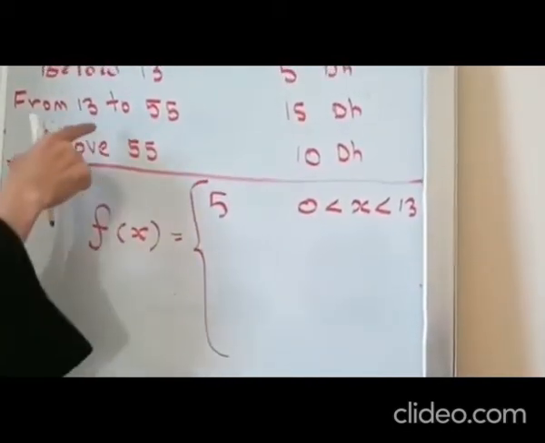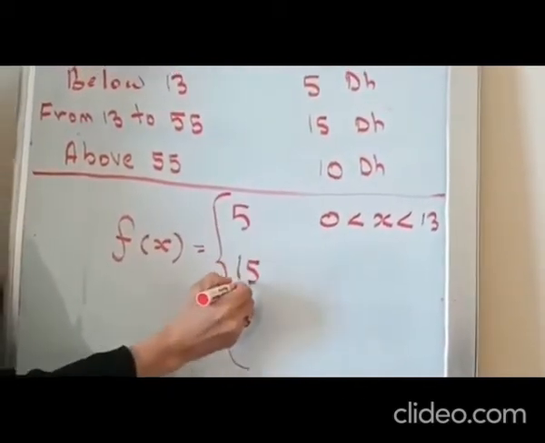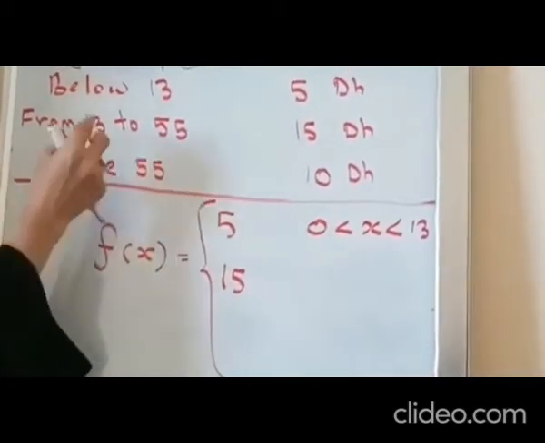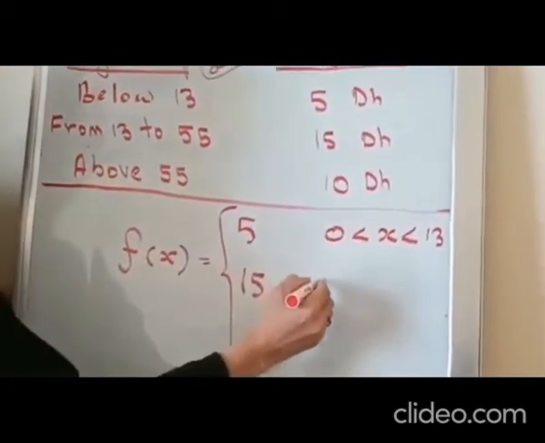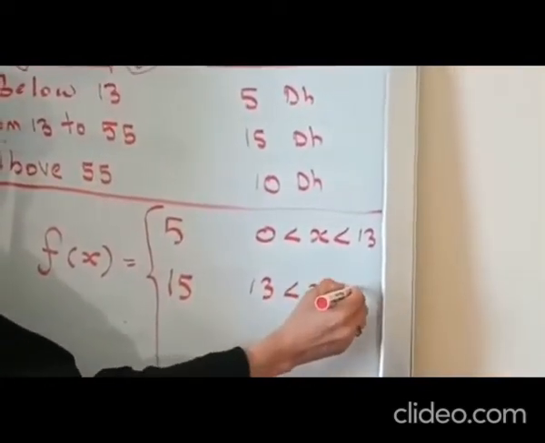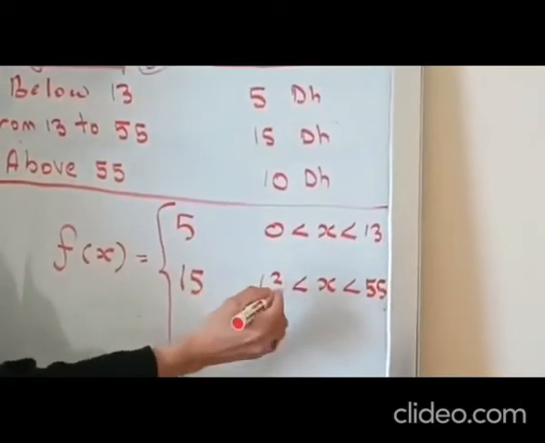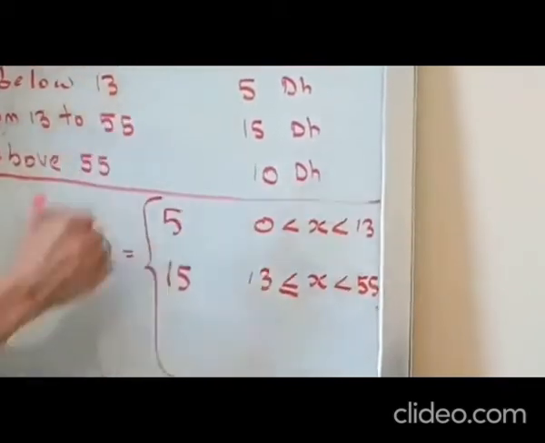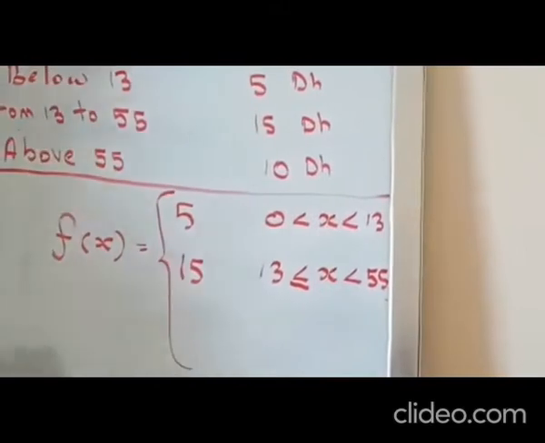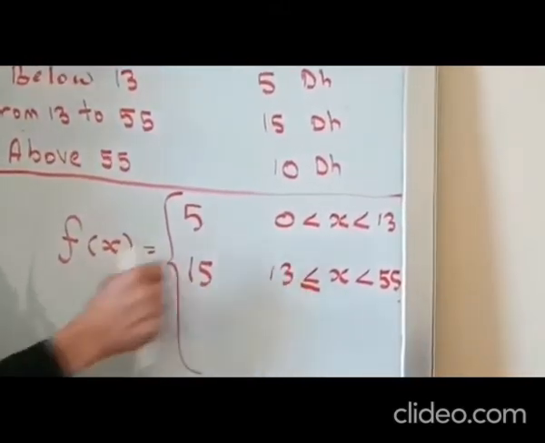Then I have 15 as the ticket rate, so I will write 15. And what would I write here? It is from 13 to 55. So I would write 13 less than x less than 55. See, there's a small change here. I should write 13 less than or equal to x. If you hit 13 you will have to pay 15. So this is the way we write it.